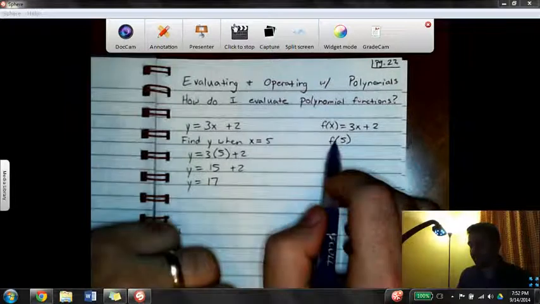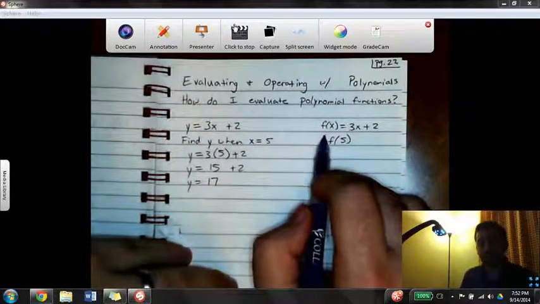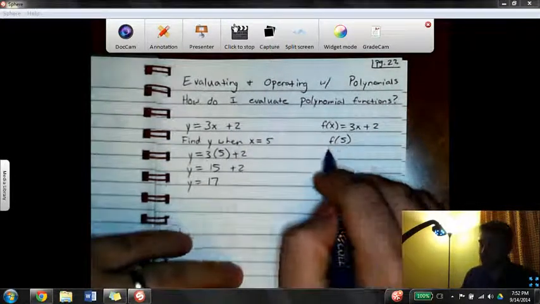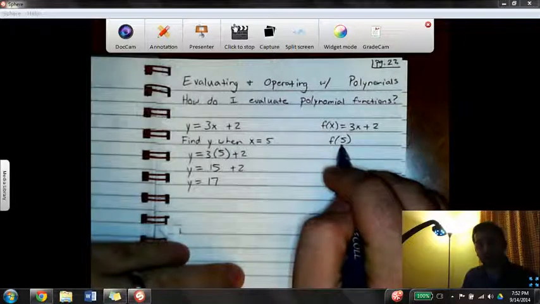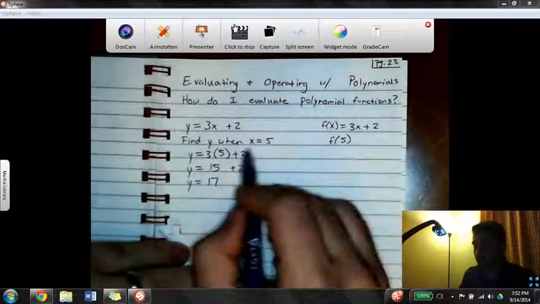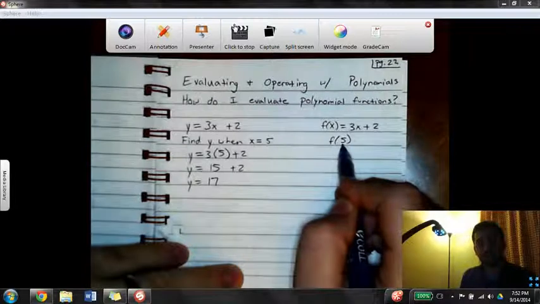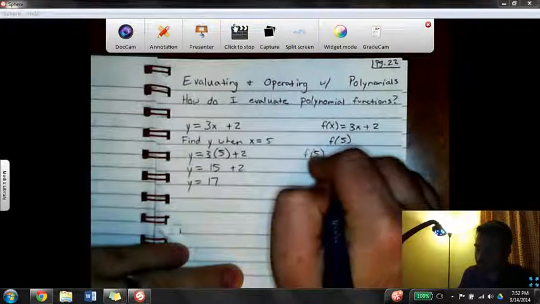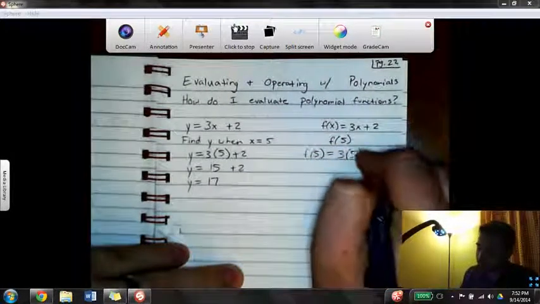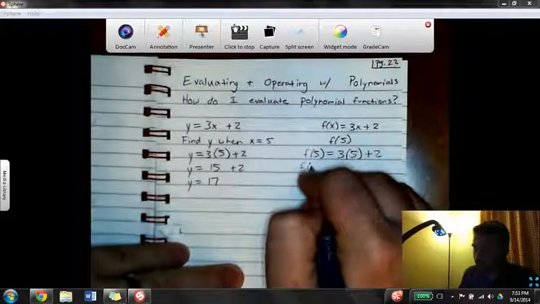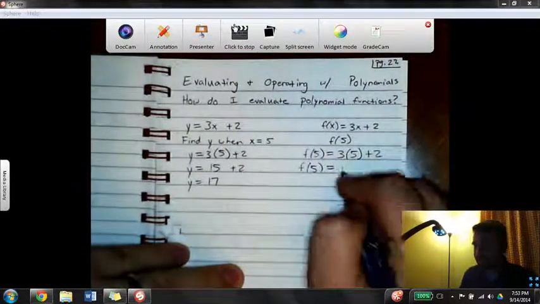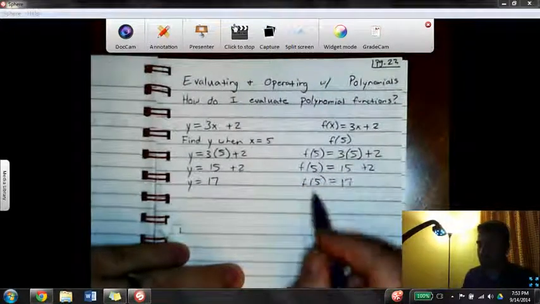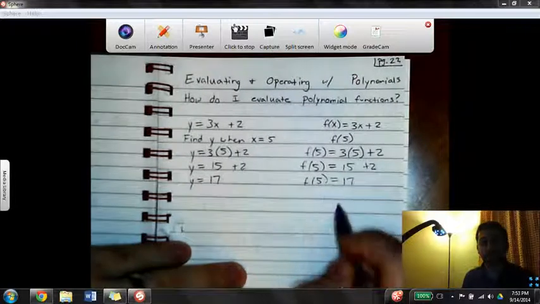When I have an equation written in function notation, f of x is just a fancy way to write y. And so when I have f of 5, it's essentially saying substitute the value of x, which is 5, in for x. And then I would evaluate. 3 times 5 is 15, plus 2 is 17. So f of 5 equals 17.